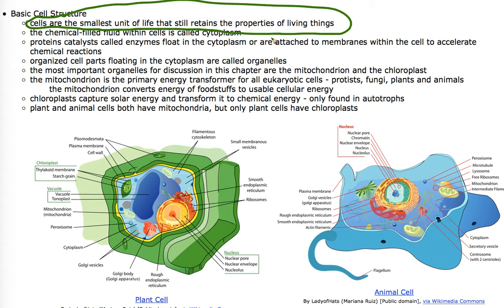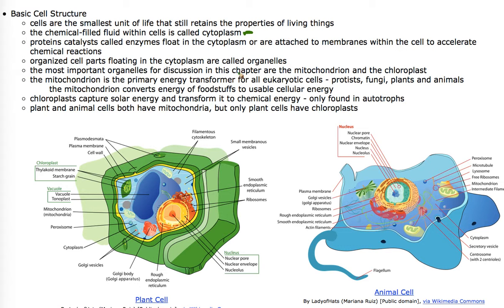The chemical fluid that's inside of cells is called the cytoplasm. Okay, that's the second point here. Cytoplasm contains the organelles. Cytosol is the liquid that's separate from the organelles. Protein catalysts, which are enzymes, are floating around in the cytoplasm. Some of them are stuck to membranes, and they accelerate chemical reactions. The organelles that are in the cell are floating around in the cytoplasm.